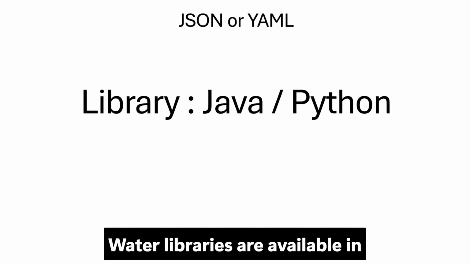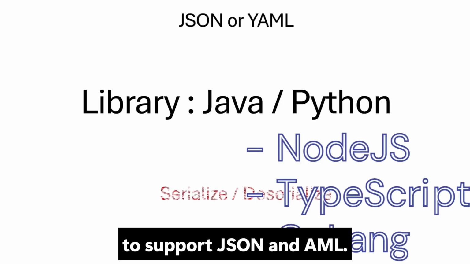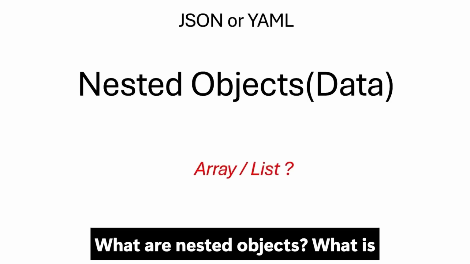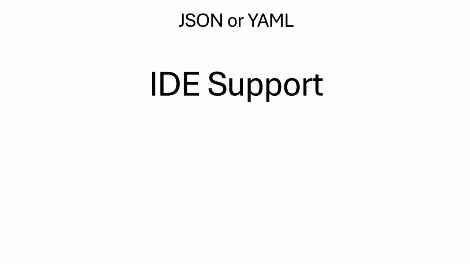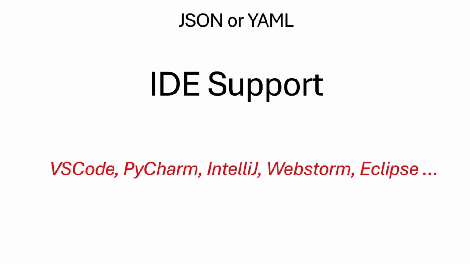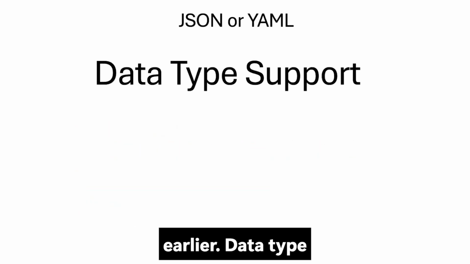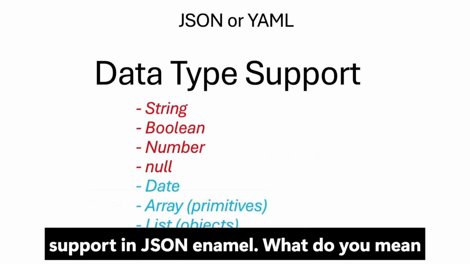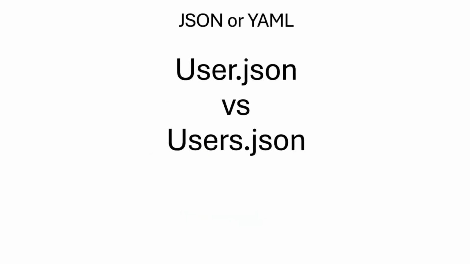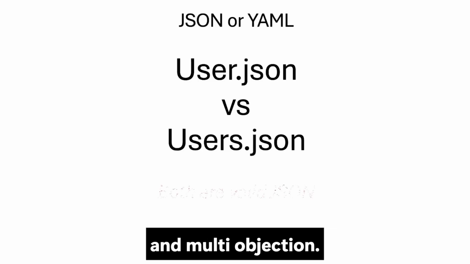We'll cover that. What do we mean by serialize and deserialize? What all libraries are available in Java, Python, Node.js, TypeScript to support JSON and YAML? What are nested objects? What is array and a list? What all IDEs support JSON and YAML? Language support, which we just covered earlier. Data type support in JSON and YAML. What do you mean by data types? What exactly are they? And single object JSON and multi-object JSON.